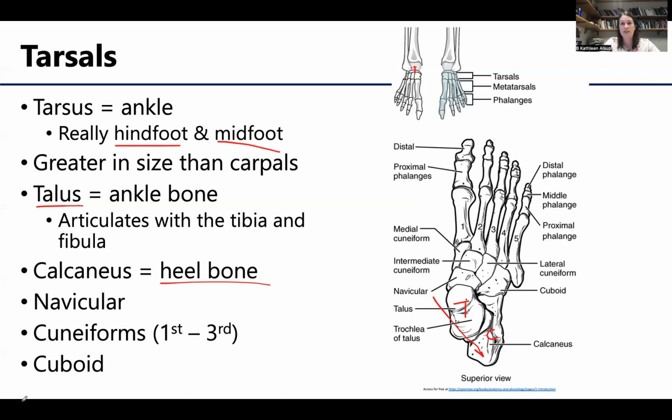You do have obviously more tarsal bones. You have the navicular, the cuboid, some of the larger ones, and then you have the three cuneiforms. I just put these names here so you will have seen them. I won't ask you to be able to differentiate between them, but they are again larger than what we had with the carpal bones.